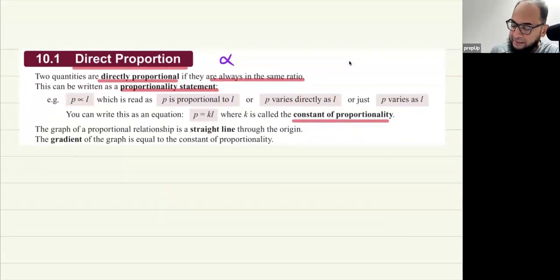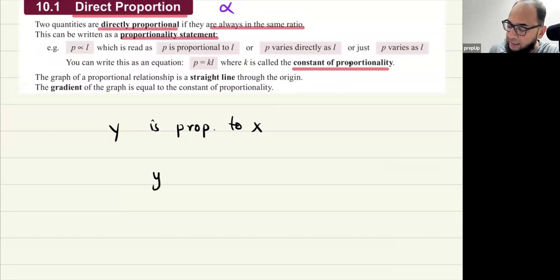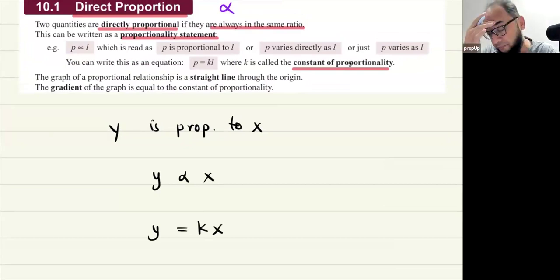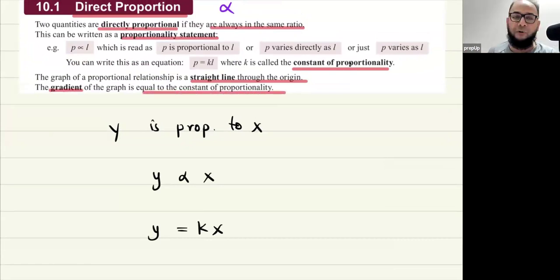Now, let's get started with this. Y is proportional, I'll just use the short form, proportional to X. So I'll write Y is proportional to X. How can we end this proportionality sign? We will write Y equals K times X. That's how we will write it. Now, the graph of a proportional relationship is a straight line through the origin. The gradient of the graph is equal to the constant of proportionality.